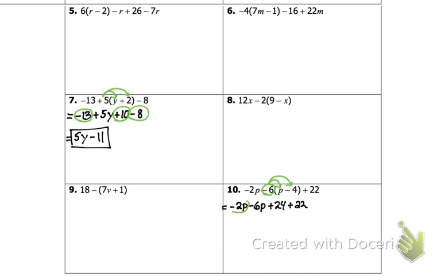Let's look for like terms. I have a negative 2p and a negative 6p. So I have negative 2 minus 6, which would give me negative 8p. And then I'll have 24 plus 22, which would give me a positive 46. Those are the two I definitely wanted to get through.